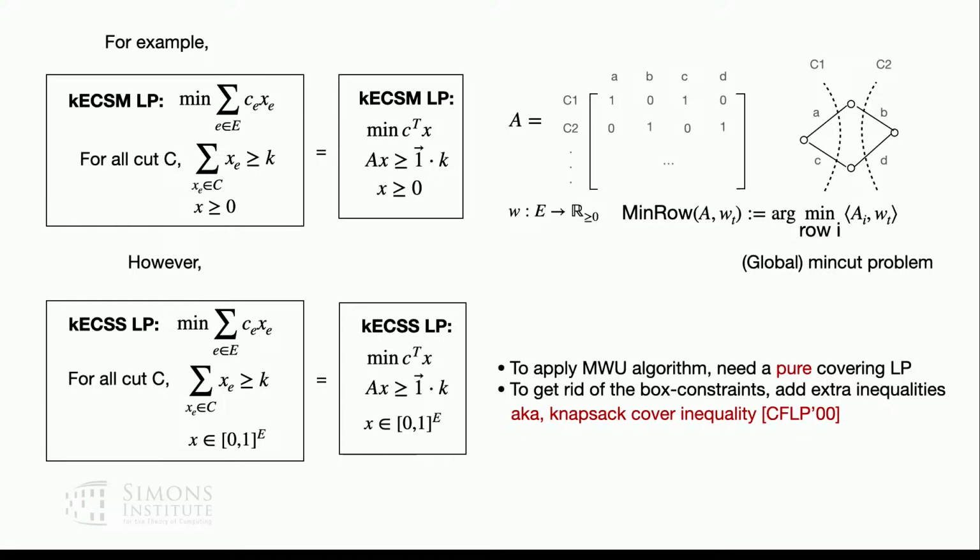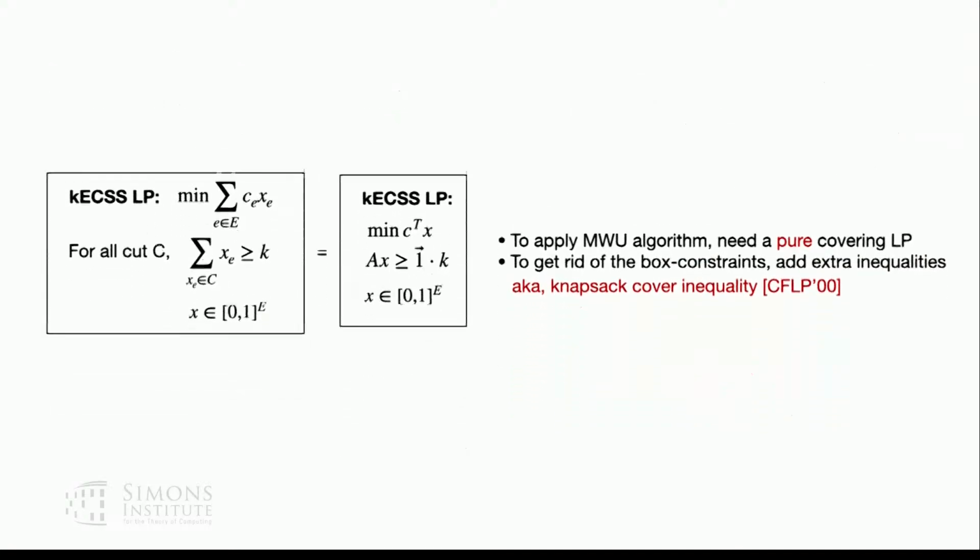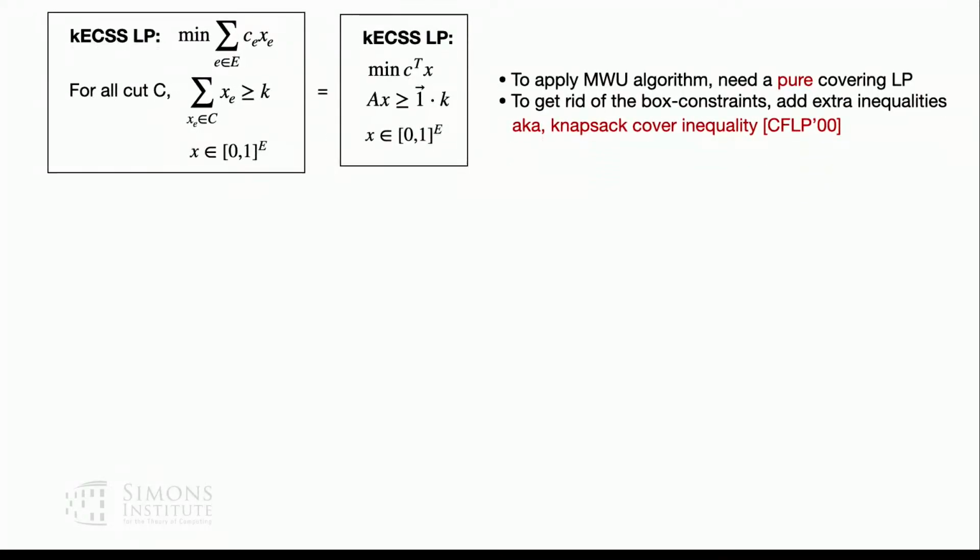However, if you want to solve this k-ECSS LP, you cannot quite do that directly because of the annoying block constraint over there. That makes the problem not really a pure covering LP. If you want to do this, we need a pure covering LP. There's a standard way to get around these box constraints by adding extra inequalities, also known as knapsack-cover inequalities, which is a very generic technique. But to be specific for our setting, we strengthen the LP in the following way.